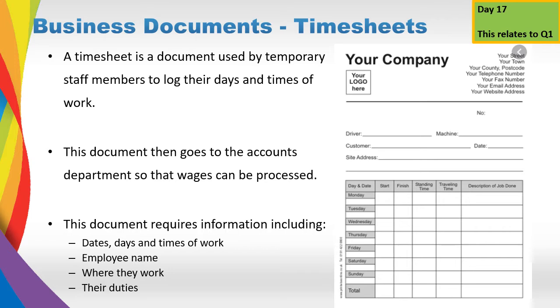Timesheet. A timesheet is a document used by temporary workers to log their days and times of work. It'll look something like this on the right hand side. The document then goes to the accounts department and wages can be processed, so obviously it needs to be accurate and correct. Generally it needs to include the dates, days and times of work, who's been working those hours, where they've been working, and sometimes what their duties were. Especially if it's overtime, we need to know why they were working that day.